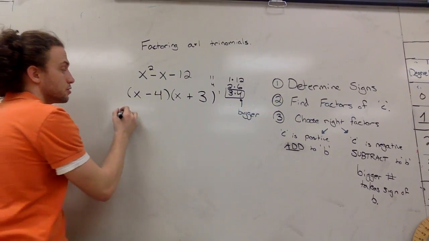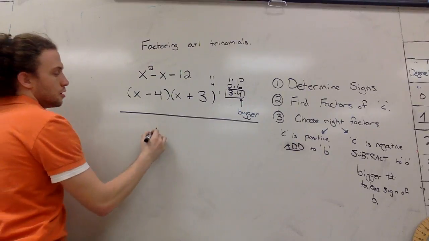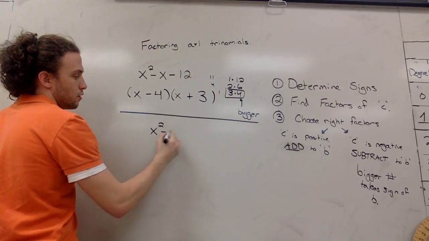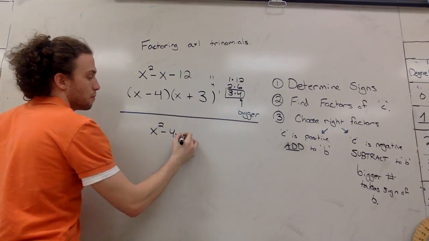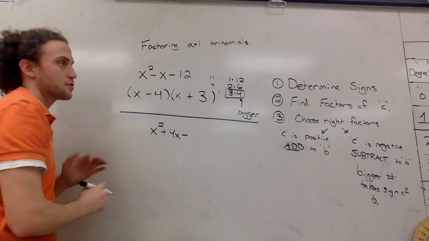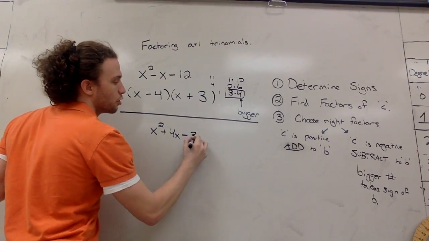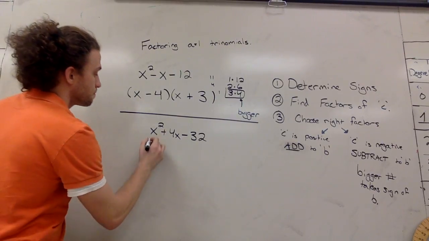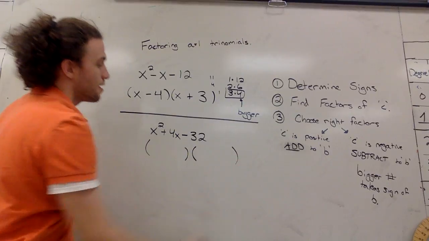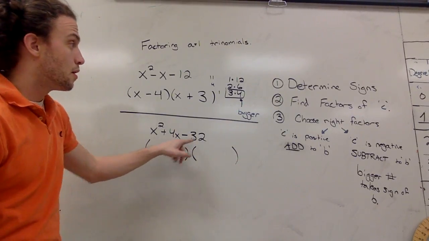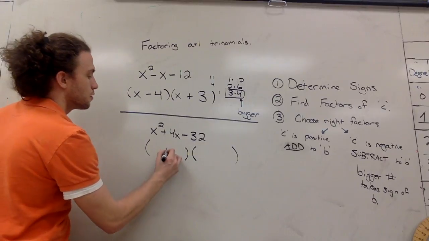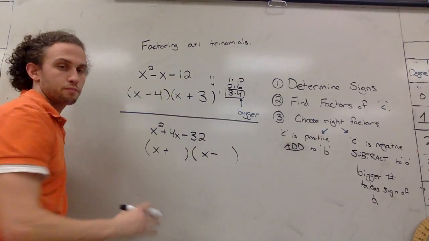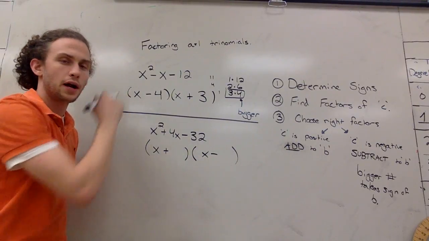All right, I'll give you another example of this. x squared plus 4x minus, say, 32. So determining the signs. Anytime this last number is negative, the signs have to be opposites. I can write the negative here and the positive here. It doesn't matter. The next thing is to find the factors of C.